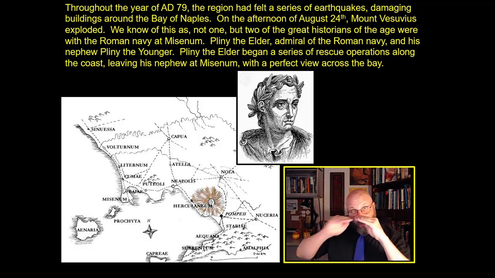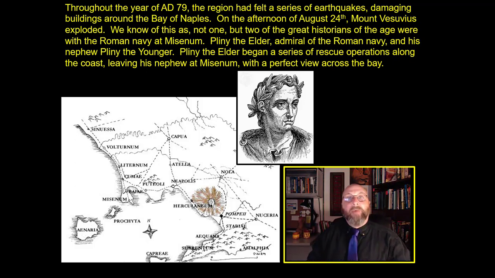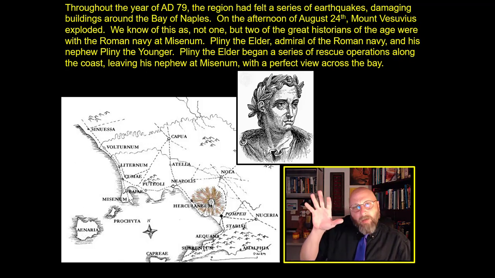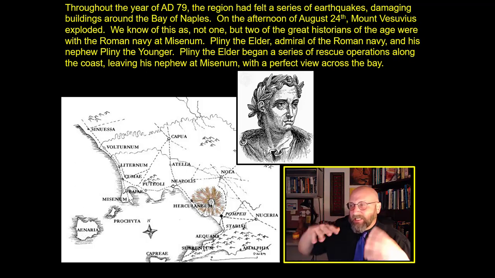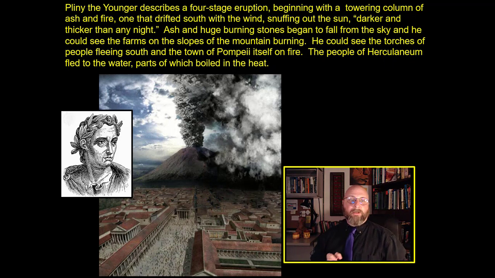And he's got this perfect view across the bay at Mount Vesuvius, at the city of Pompeii, and at the site as it explodes. And Pliny the Elder is dealing with rescue operations, picking people off the coast, using the Roman Navy to rescue people. But Pliny the Younger sits in his uncle's villa at Misenum and basically watches this disaster unfold over the next 2.5 days from his perch at Misenum. And that's the account we have of the eruption of Pompeii in the historical record.